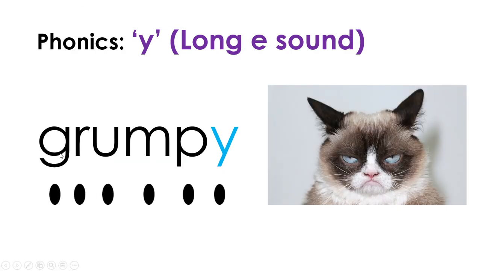Next word. First sound G. Second sound R. We're going to put them together. We're going to take our time with this word. So we have gr. Next sound, grum. P. Grump. Final sound E. So the word is grumpy. This is a grumpy cat.